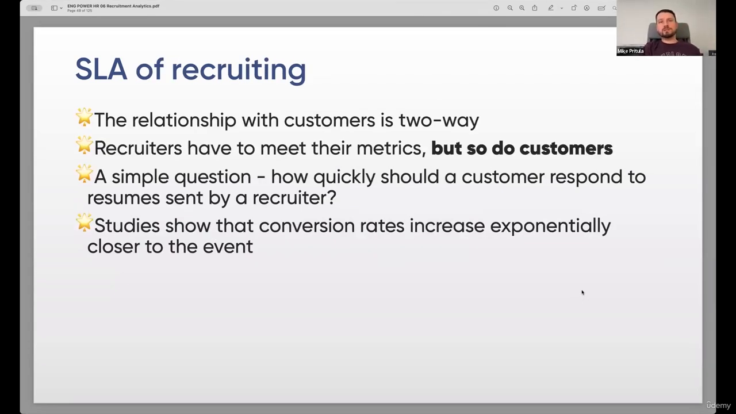So the relationship with customers is two-way. Recruiters have to meet their metrics, but so do customers. A simple question: how quickly should the customer respond to a resume sent by the recruiter? By customer, we mean hiring manager. Studies show that conversion rates increase exponentially closer to the event.